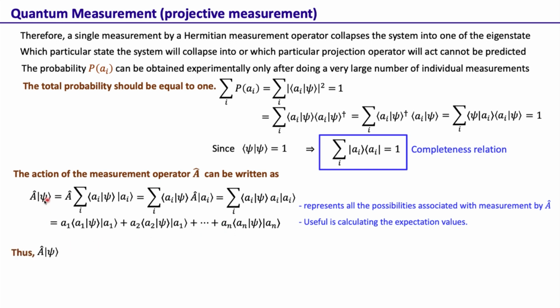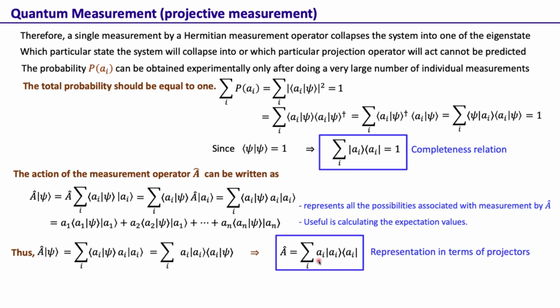Now again, this A acting on psi, we can just rewrite in this manner. This is just a number, so we are bringing it here, and so we write it in this manner. So this A psi is like this. This basically implies that this quantity, a_i ket bra a_i, is just the operator A. So that is the operator. This is the representation of A in terms of these projectors, with the eigenvalue associated with a_i. So that's the representation in terms of projectors.